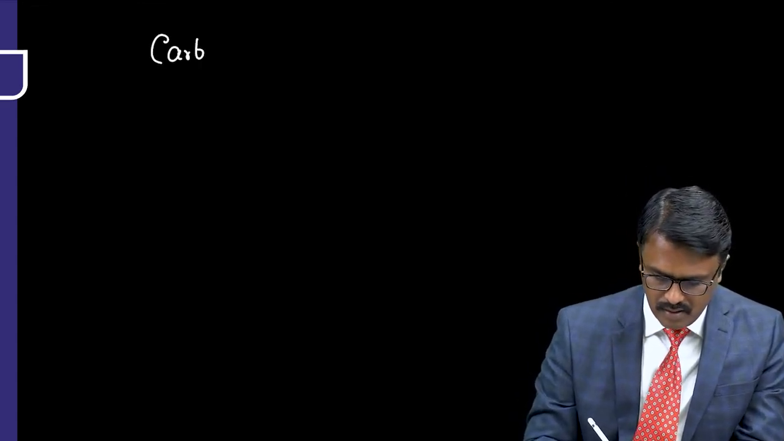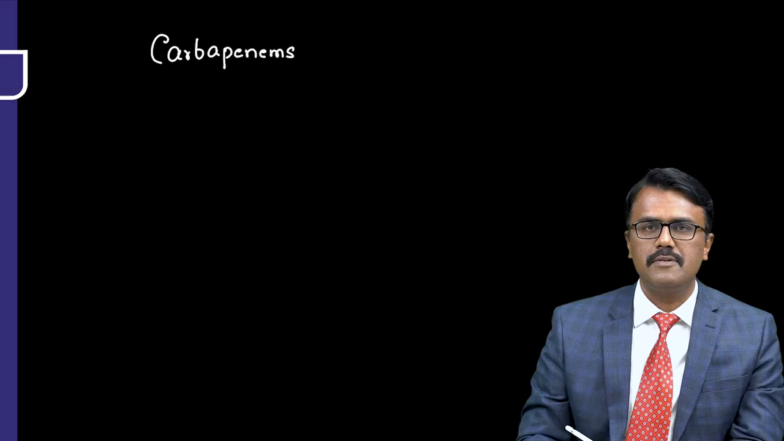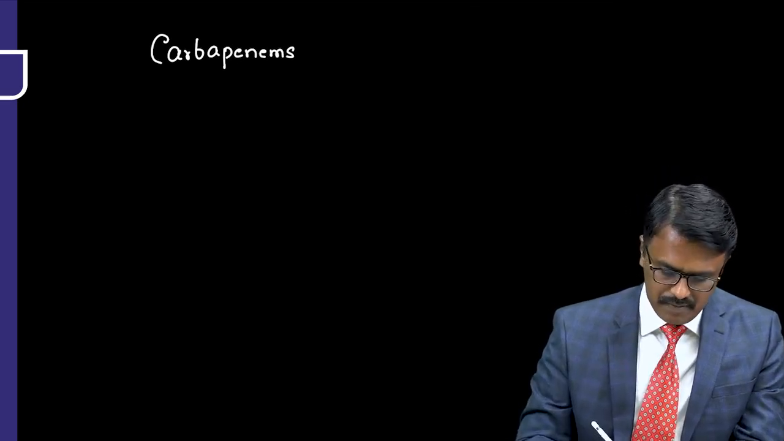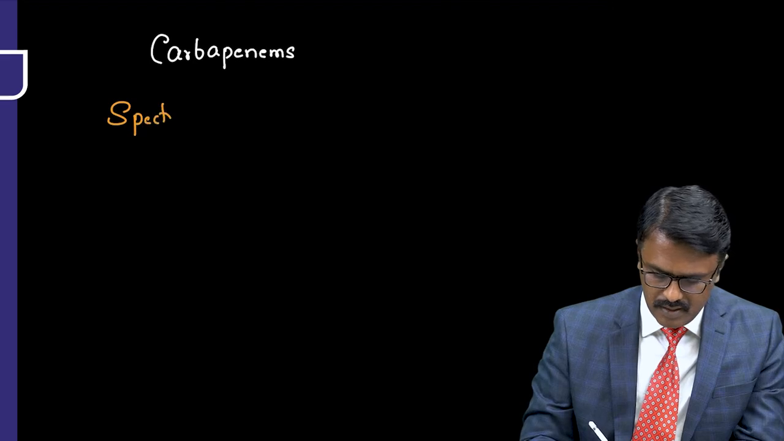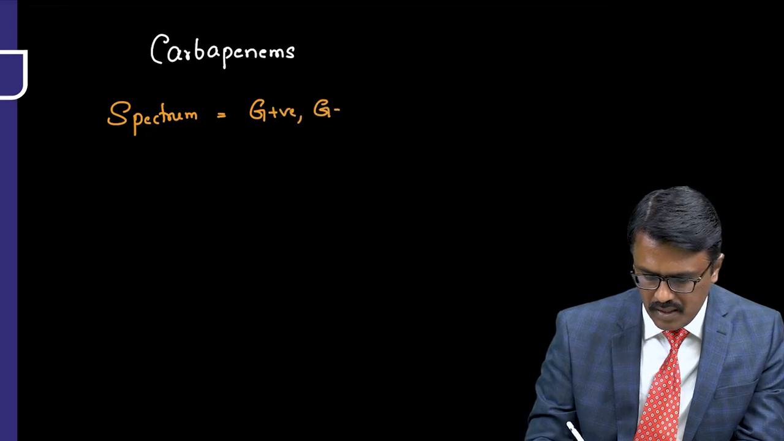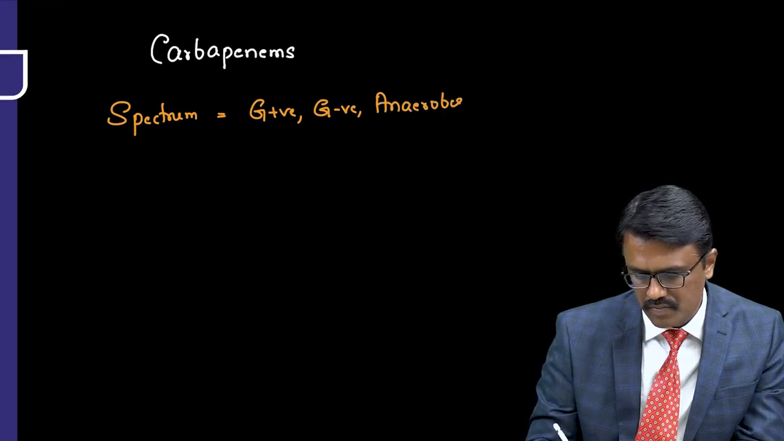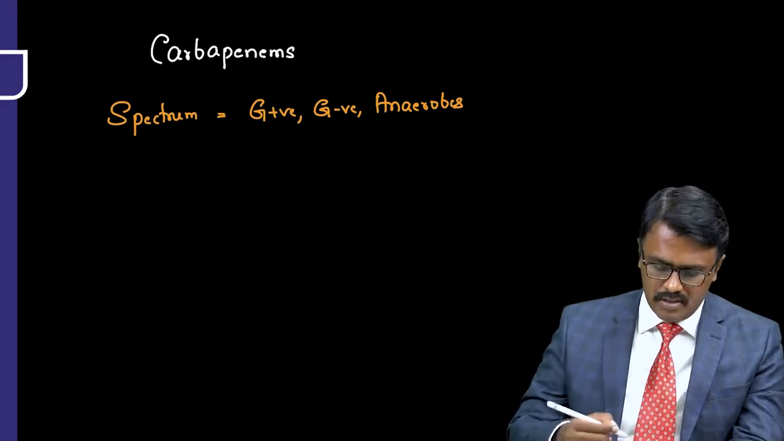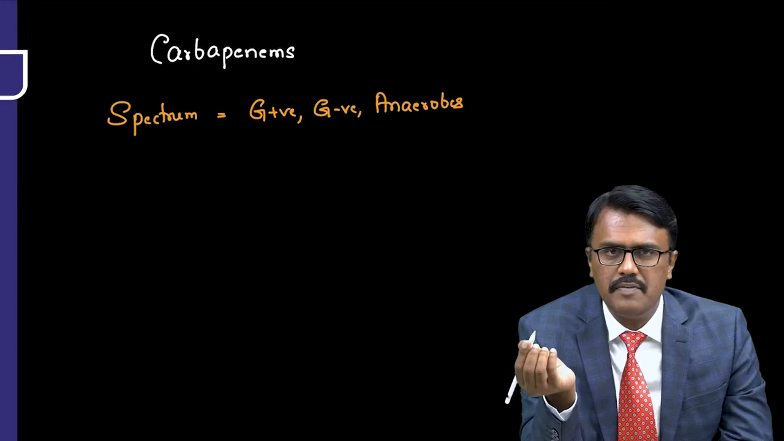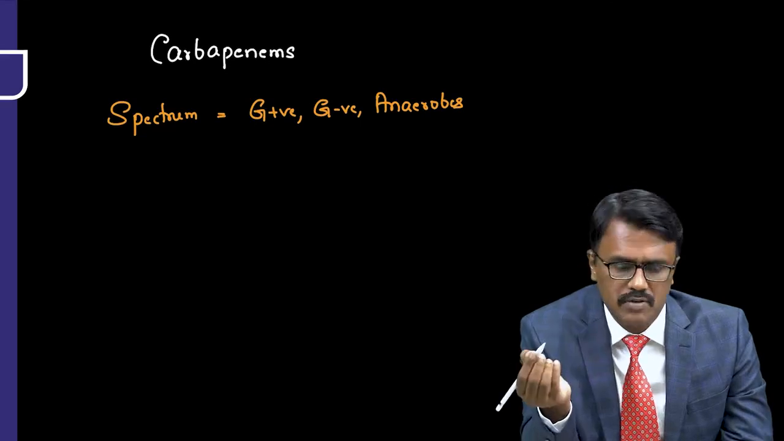Once we are done with cephalosporins, let us discuss one more beta lactam, called carbapenems. Now what is the spectrum of activity? They can cover gram positive, gram negative, and they can also cover anaerobes. So they are like reserve drugs. The mechanism of action is similar: they inhibit transpeptidase and cell wall synthesis, similar to penicillins and cephalosporins.